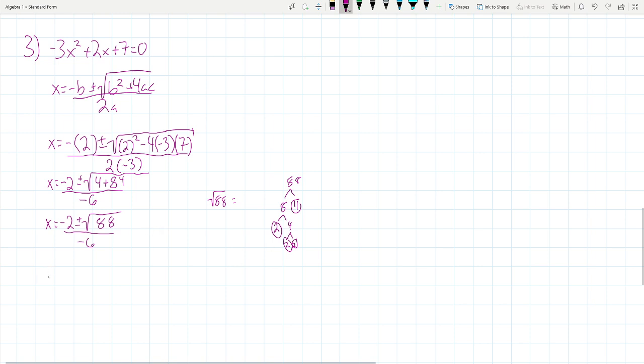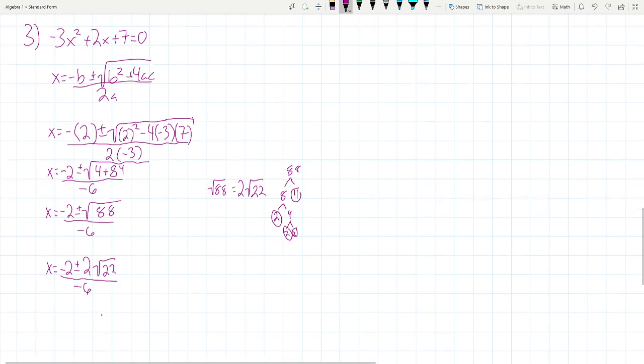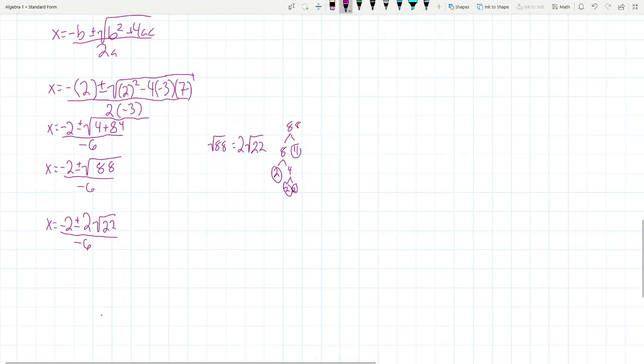And so I go to the next step and I go, okay, x equals negative 2 plus or minus 88, whenever I factor this out, is 2 square root of 22. So it's negative 2 plus or minus 2 square root of 22, all divided by negative 6. And surprisingly enough, this is our answer, assuming you don't have a calculator. If you had a calculator, you'd be able to kind of evaluate this a little further.